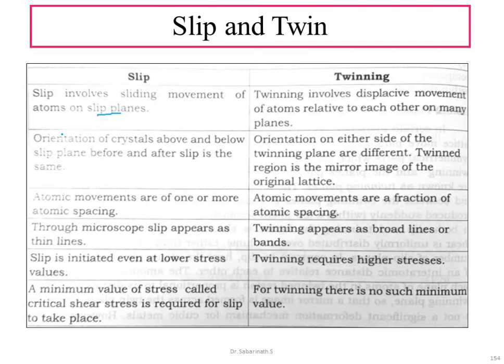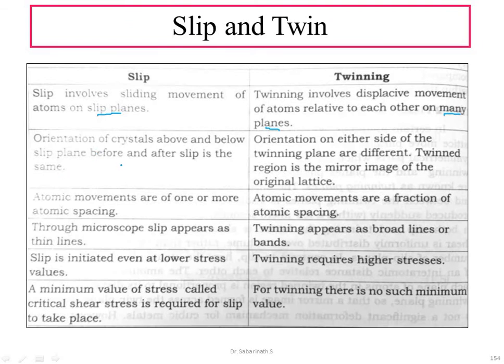But twinning involves displacement movement of atoms relative to each other on many planes, because here the planes are not specified. It can occur in any plane or in any direction. But slip won't be like that; it will occur only on a certain plane. Next, the orientation of the crystals above and below the slip plane, before and after the slip, is the same.